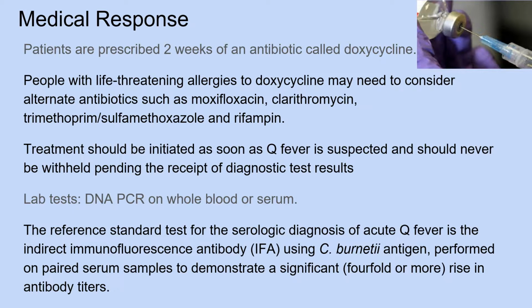To treat infected patients, they were prescribed 2 weeks of an antibiotic called doxycycline. People with life-threatening allergies to doxycycline were prescribed alternative antibiotics like moxifloxacin, clarithromycin, trimethoprim, sulfamethoxazole, or rifampin. Treatments were initiated as soon as Q fever was suspected and were later confirmed with serological tests. DNA PCR on whole blood or serum were used, or an indirect immunofluorescence antibody.